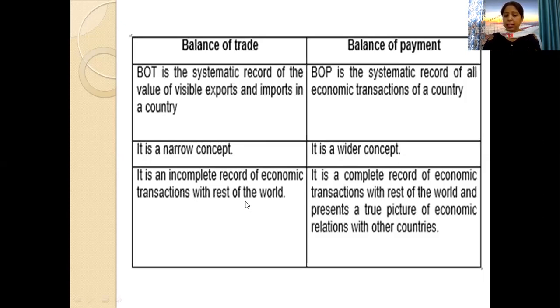Balance of trade, I have written, is an incomplete or partial record of economic transactions with the rest of the world. Because it is only taking care of the visible transactions. It is not taking care of the invisible or the unilateral ones. While the BOP is a complete record of economic transactions with the rest of the world, and it shows the complete economic relations of the country with the rest of the world. And it shows the complete picture of the country, right, in that particular year.